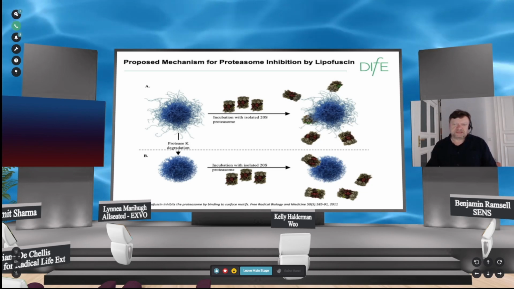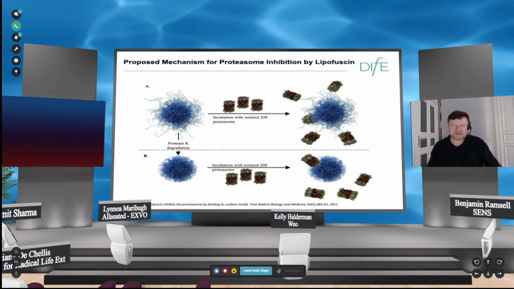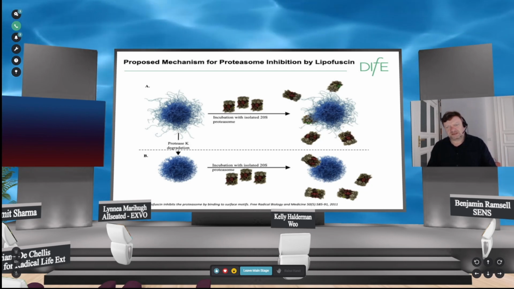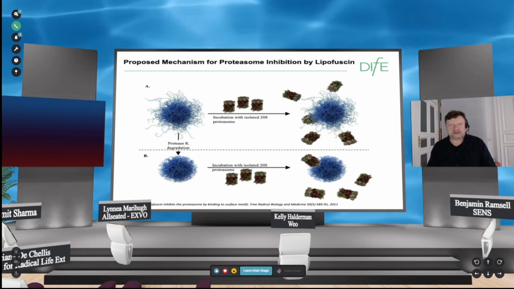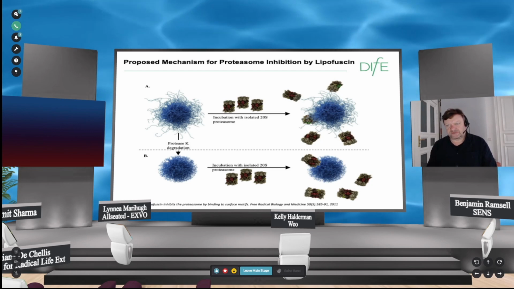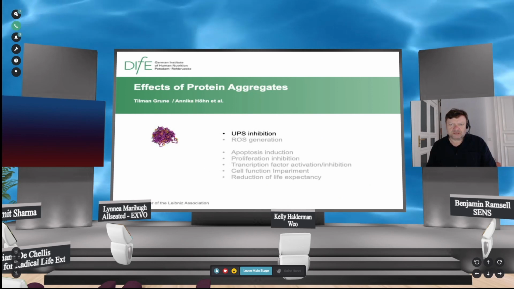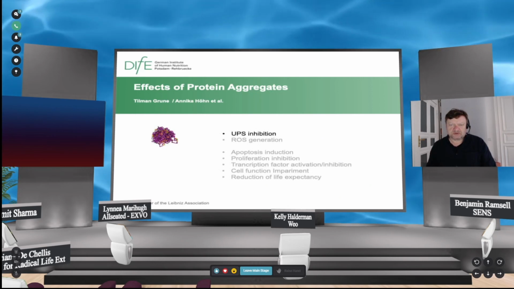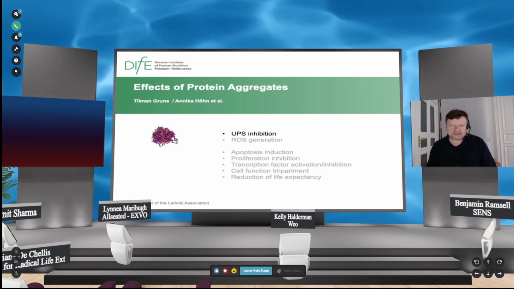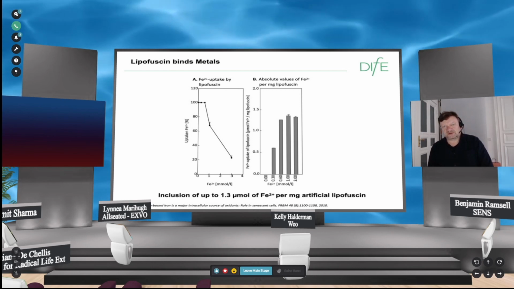So it would be desirable, if you can't remove this lipofuscin from a cell during aging, to somehow degrade these loosely sticking ends, or make fewer of them, in order to have some positive effect on aging. So basically that was one of the first effects of protein aggregates. They can inhibit the proteasome, or here the ubiquitin proteasomal system. The next effect that we found over the years was, it is known that lipofuscin contains metals.